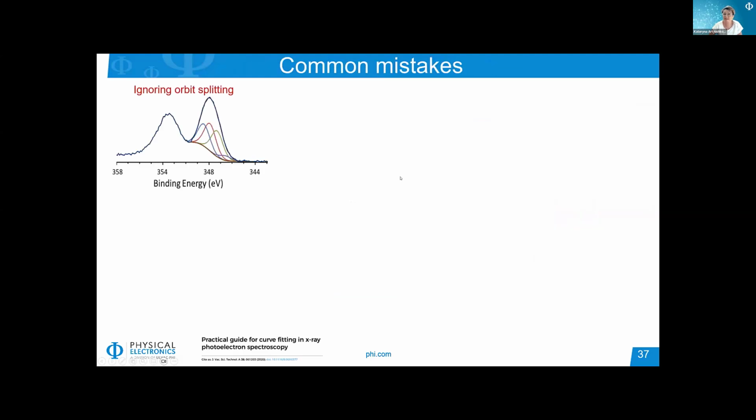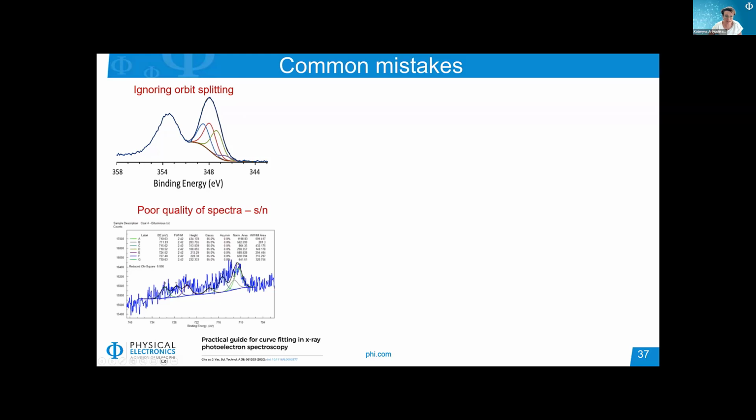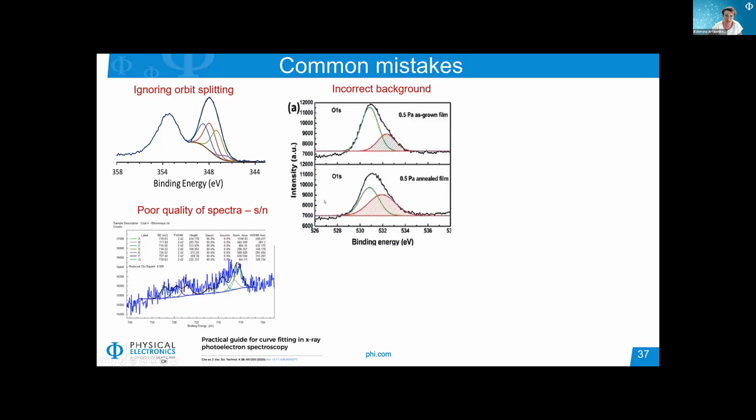Here are some common mistakes that we see in the literature. Here's an example where spin orbit splitting is being ignored. Only one part of this calcium 2p spectrum is being fitted, which incorrectly assumes they are losing all this area in counts, in intensity, where background is selected incorrectly. If the spectrum is really of poor quality, you're not going to extract useful, accurate information. You cannot overinterpret data. In this case, is an example of overinterpreting data.